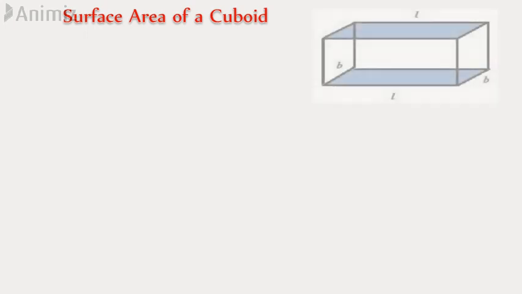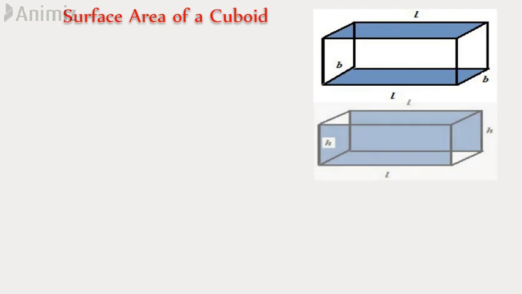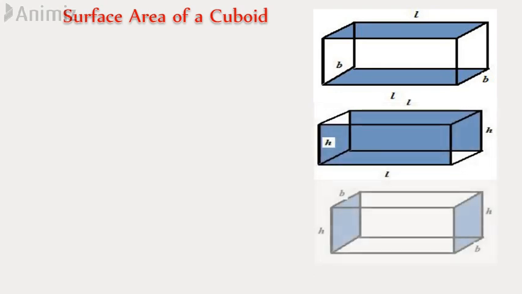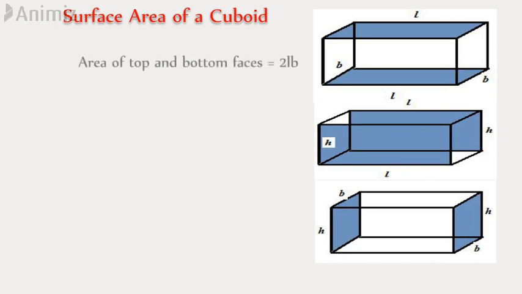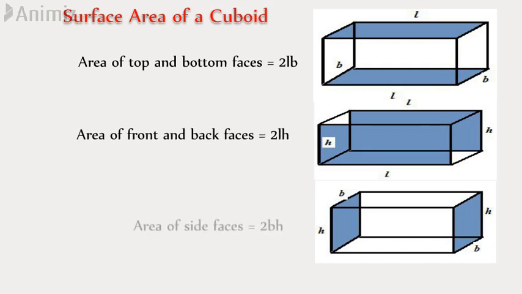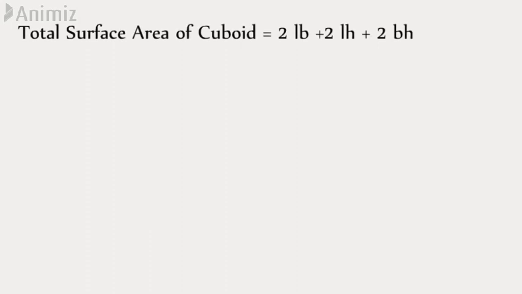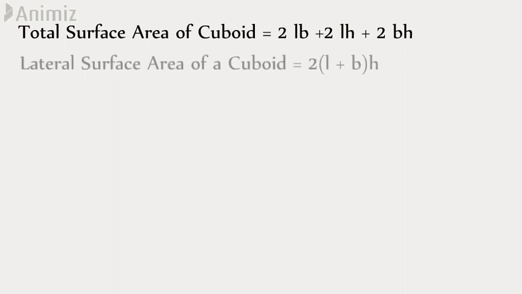Surface area of a cuboid. Before finding the surface area of a cuboid, first we have to find the area of the top and bottom faces, front and back faces, and side faces. Area of the top and bottom faces is equal to 2LB. Area of the front and back faces is equal to 2LH. Area of the side faces is equal to 2BH. Therefore, the total surface area of a cuboid is equal to 2LB plus 2LH plus 2BH. And also the lateral surface area of a cuboid is equal to 2 into (L plus B) into H.